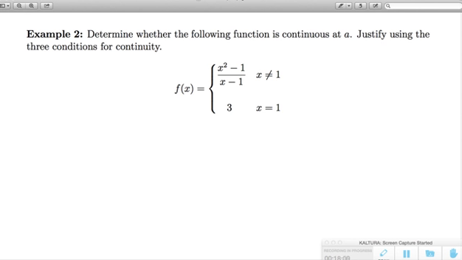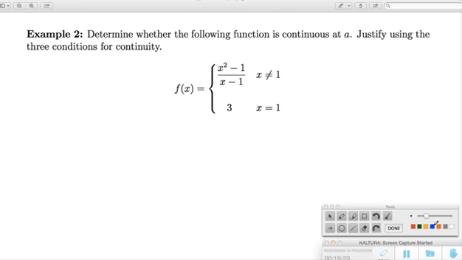So looking at example 2 here, notice that f of x is defined as a piecewise function. Well, whenever you've got a piecewise function, it's probably a good idea to try to graph it, at least a rough sketch. That's the easiest way to see what's going on. After that, we'll go ahead and start looking at the 3 different conditions.